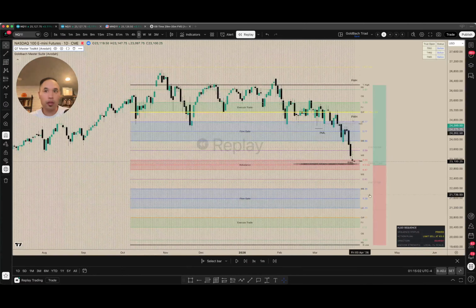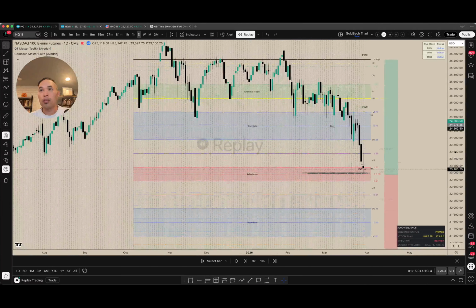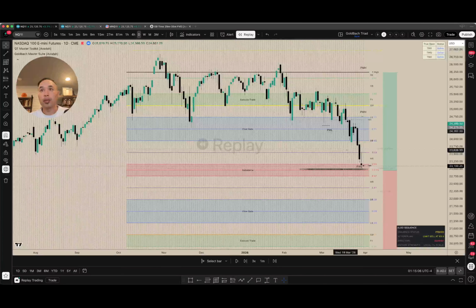Or I don't know if this is current. I think I'm still in replay. But anyways, with this particular price action, right? That's how you use these Goldbach levels to frame up a trade.